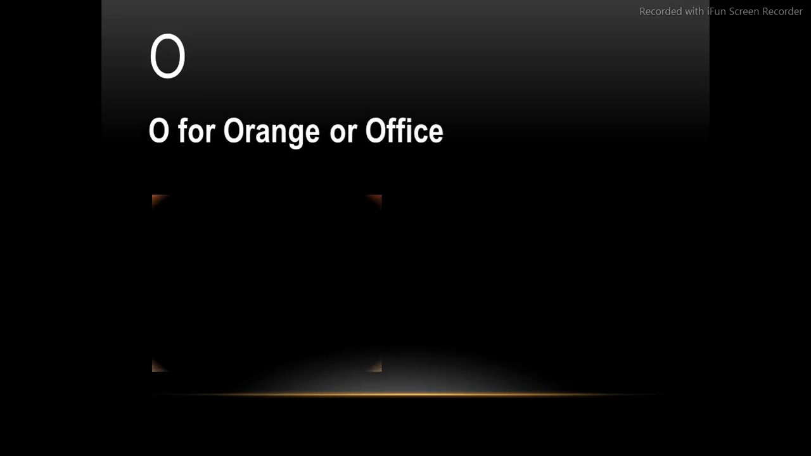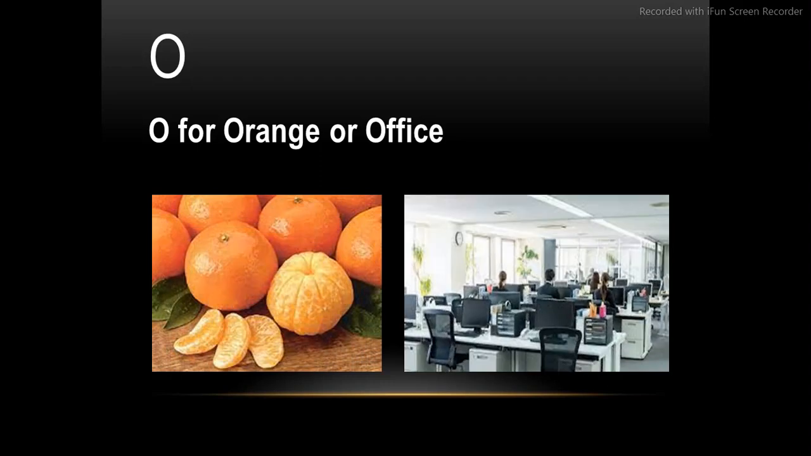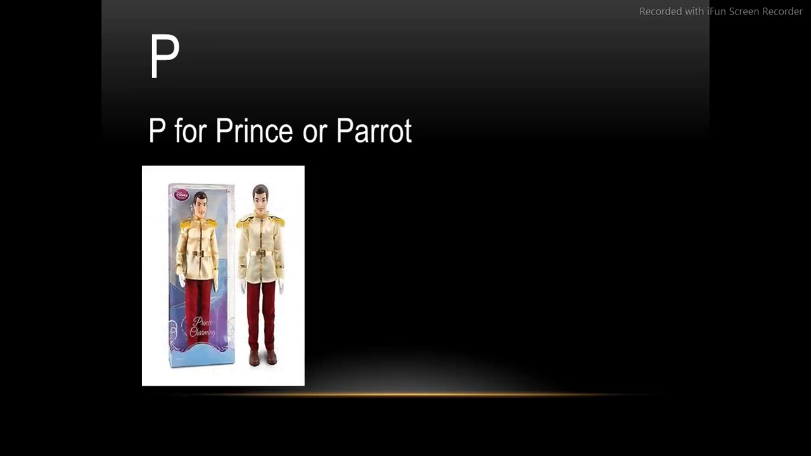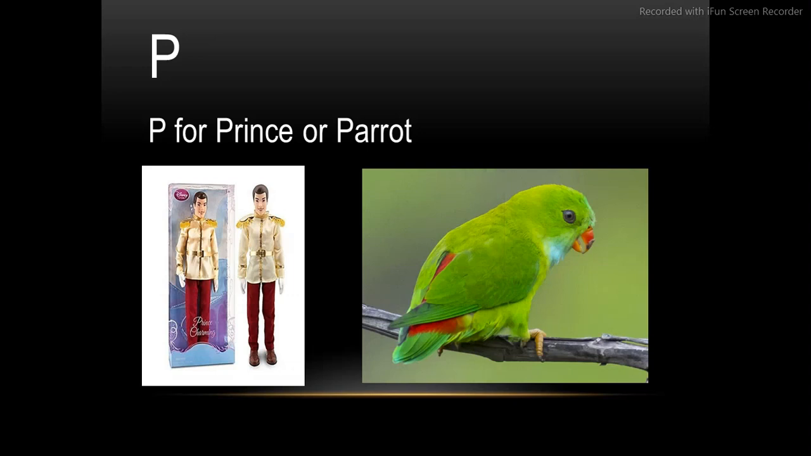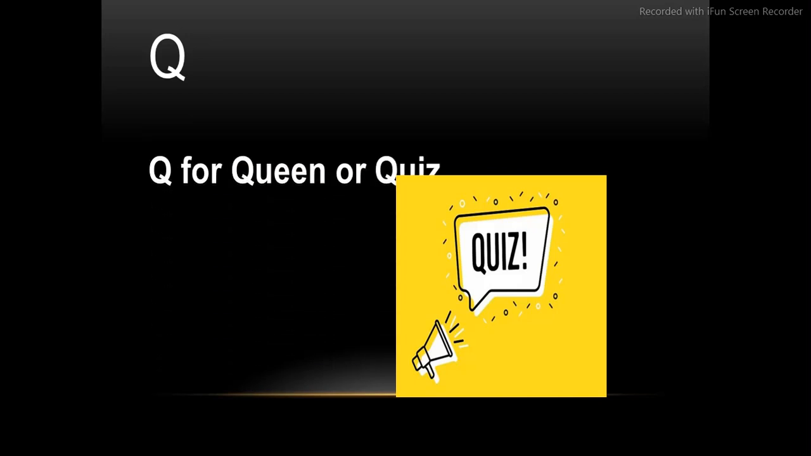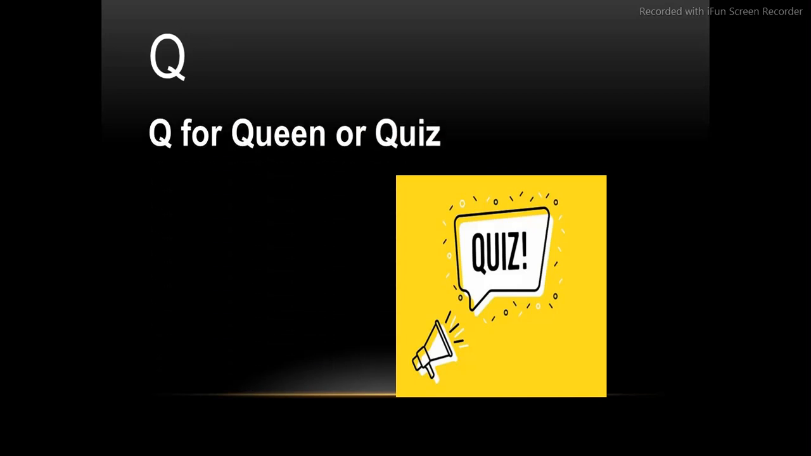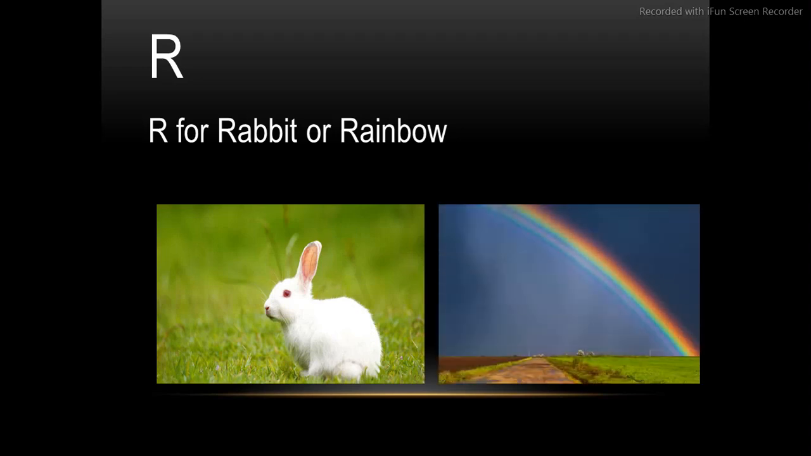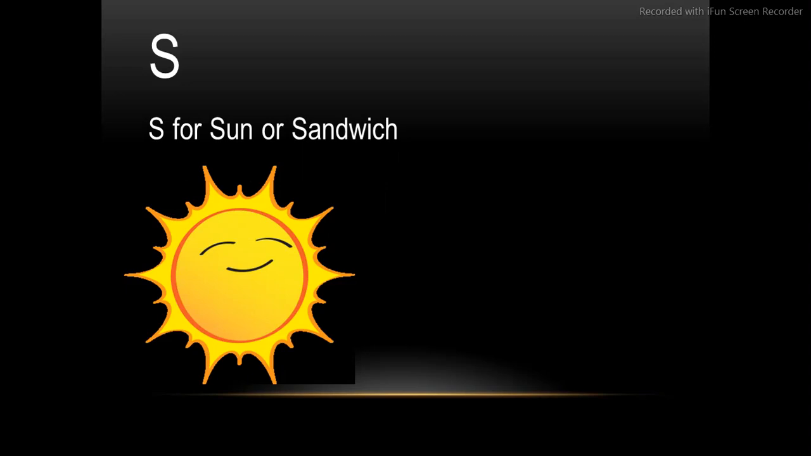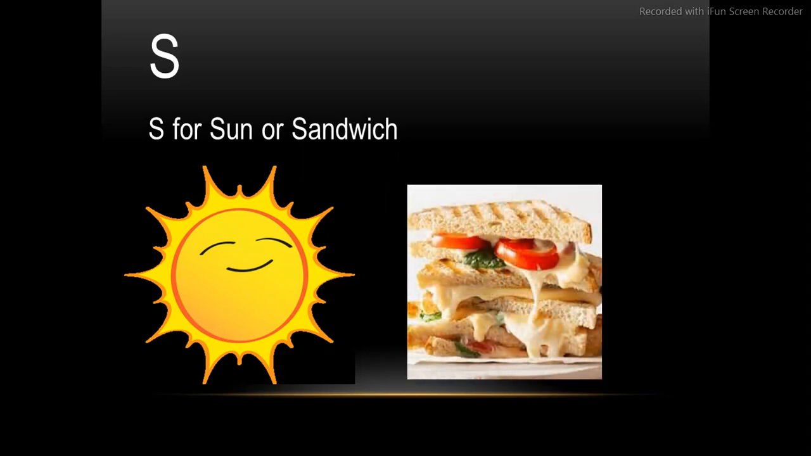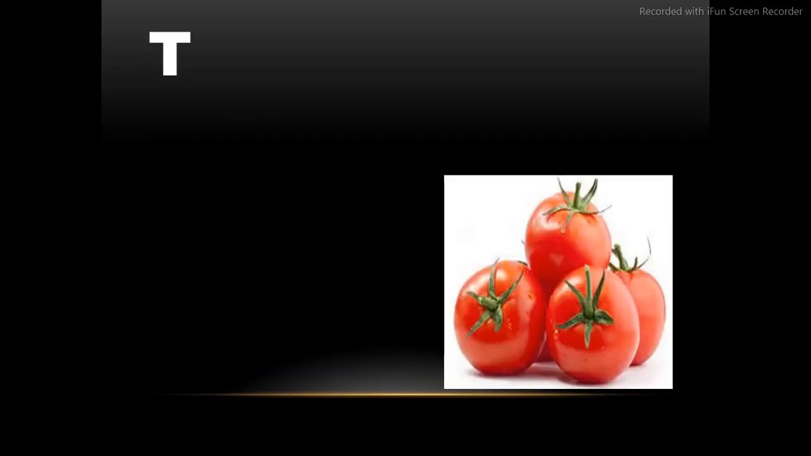O for orange or office. P for prince or parrot. Q for quiz or queen. R for rabbit or rainbow. S for sun or sandwich. T for tomato or tea.